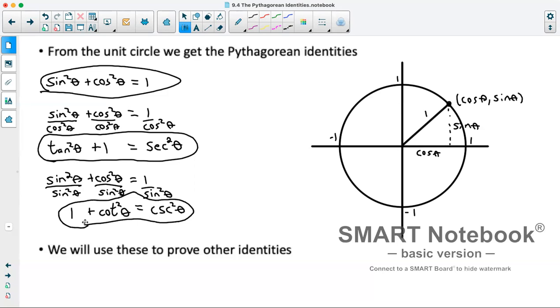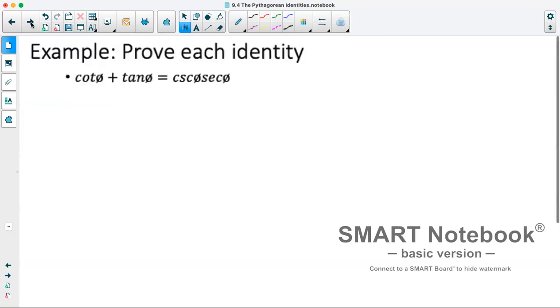Now, just because we have these 3 new identities doesn't mean we won't use the other identities, so we always have to keep in mind the previous identities we've learned. From the previous section, we should also know our reciprocal and quotient identities. Just like when we did reciprocal and quotient identities, we'll utilize these identities to prove as well as solve questions. So, for example, prove each identity: cotangent theta plus tan theta equals cosecant theta times secant theta.